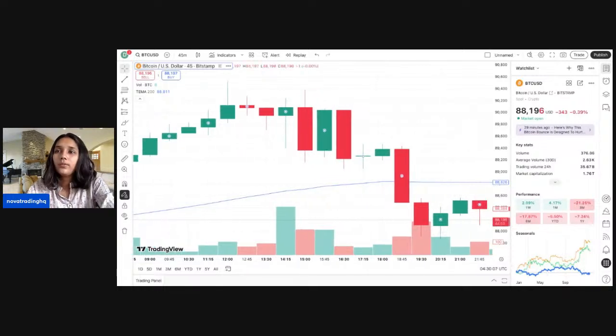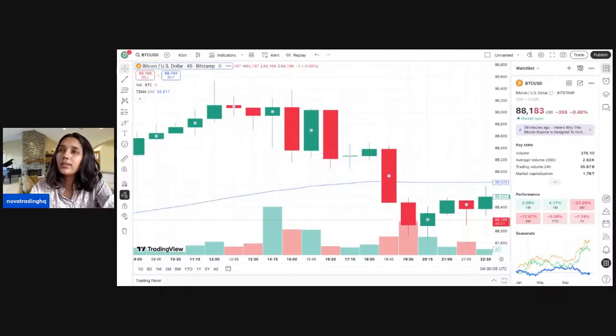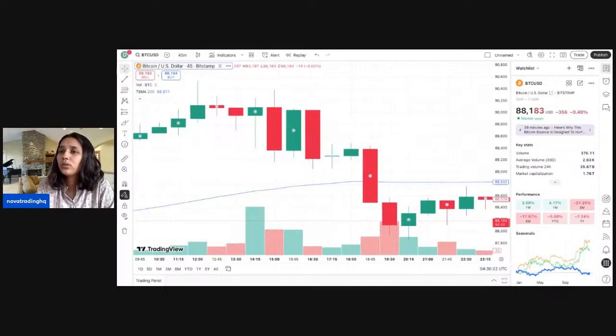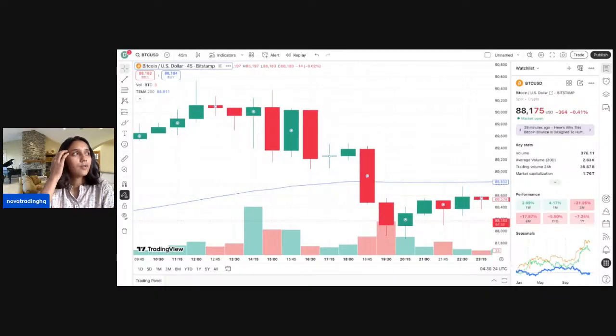So lovely. So we were at the candle at 3 p.m. We were at this position, but now it's 3:45 p.m. Okay, so let's try to analyze what the candle is trying to show us, and what the candle is trying to teach us.